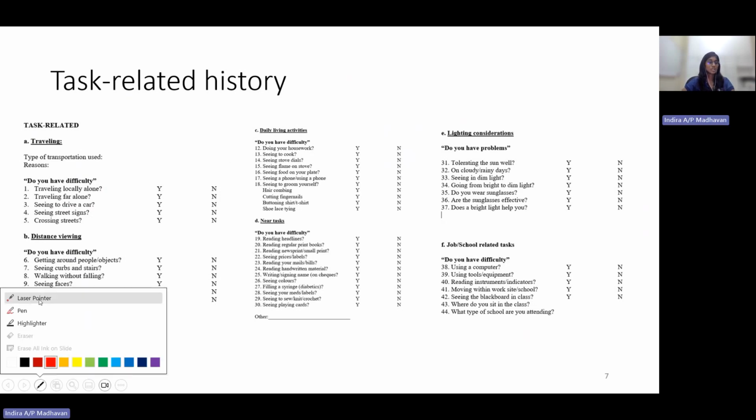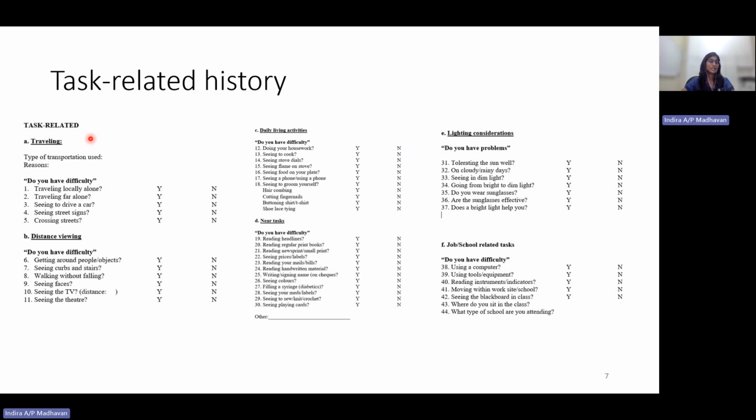Component by component means, what kind of problem they face while they move around, when they view at distance, in their daily living activities, near tasks, lighting conditions, and their job related tasks. So it can be any of these. But make sure that you extract all the information.